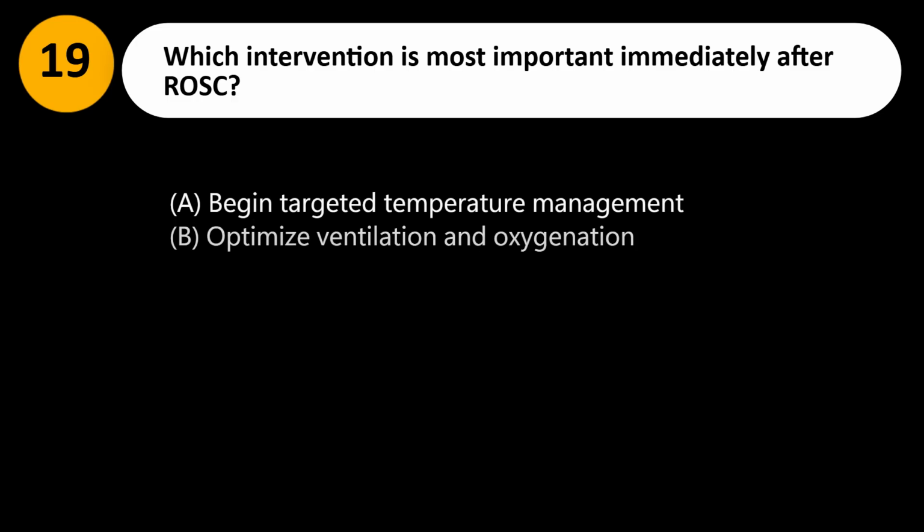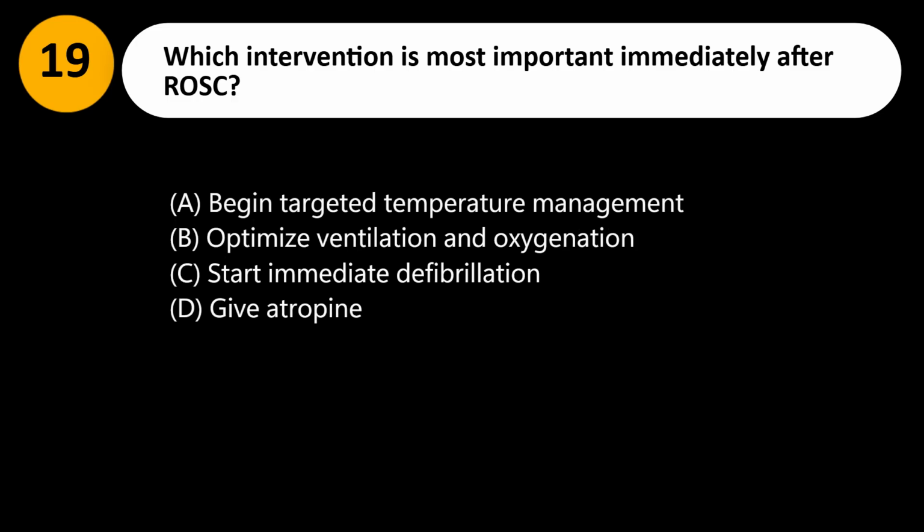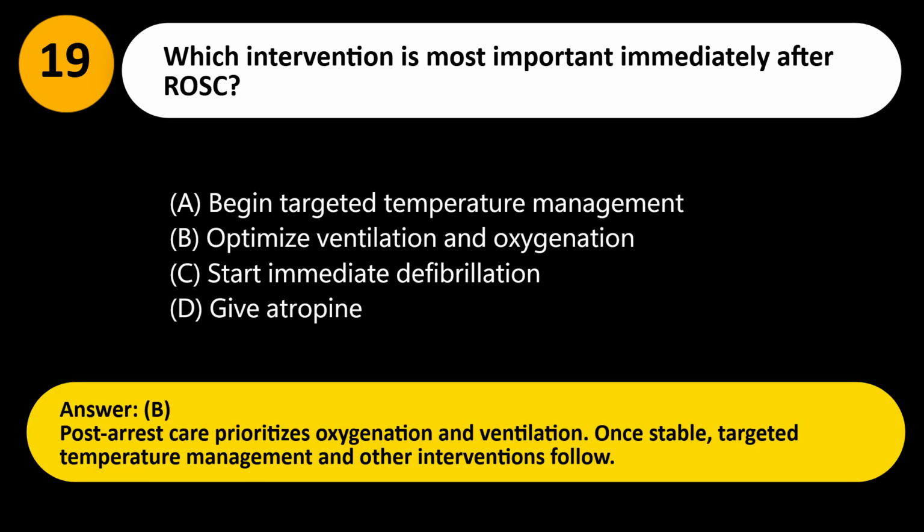Which intervention is most important immediately after ROSC? A. Begin targeted temperature management. B. Optimize ventilation and oxygenation. C. Start immediate defibrillation. D. Give atropine. Answer, B. Post-ROSC care prioritizes oxygenation and ventilation. Once stable, targeted temperature management and other interventions follow.